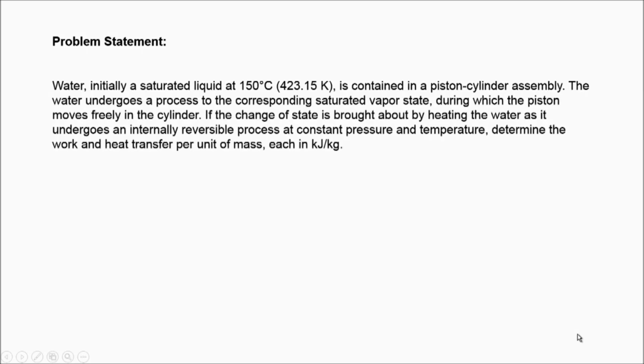Let's look at the problem statement as given to us. Water, initially a saturated liquid at 150 degrees C or 423.15 Kelvin, is contained in a piston cylinder assembly. The water undergoes a process to the corresponding saturated vapor state, during which the piston moves freely in the cylinder. If the change of state is brought about by heating the water as it undergoes an internally reversible process at constant pressure and temperature, determine the work and heat transfer per unit mass, each in kilojoules per kilogram.